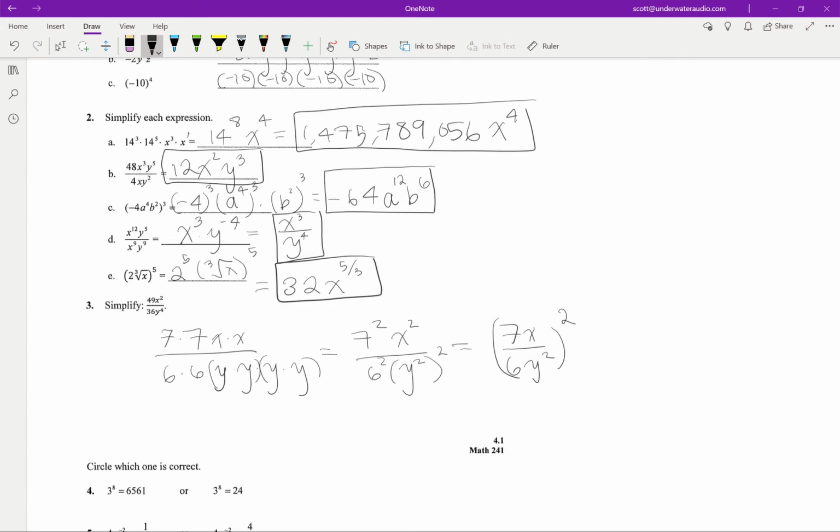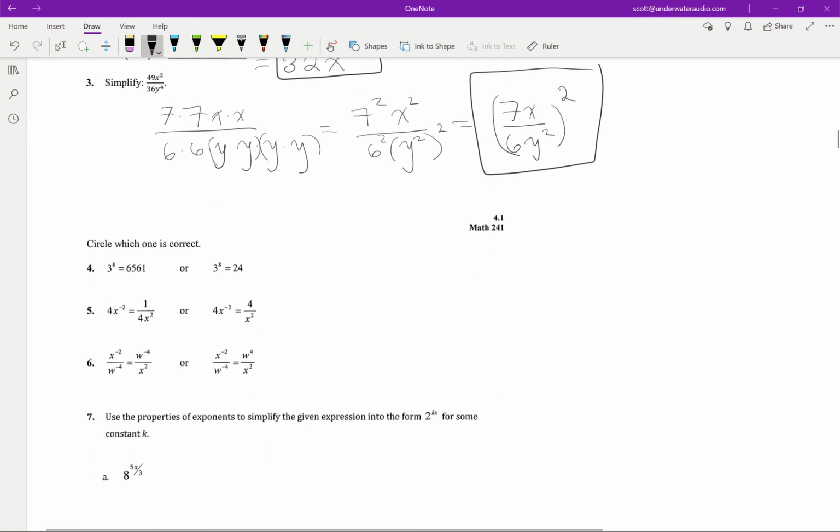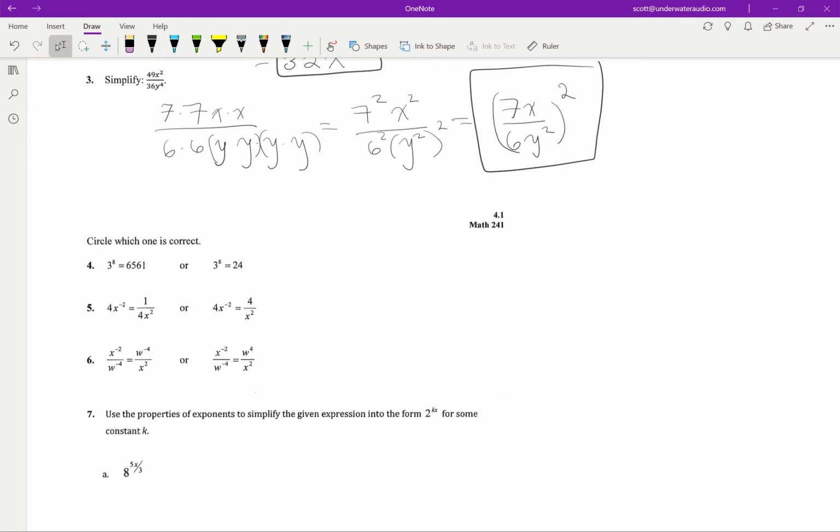So that's a little simpler. Final answer there. Okay, keep on going. Circle which one is correct. Okay, 3 to the 8th equals 6,561, or 3 to the 8th equals 24. So actually, I know this is wrong because 3 times 8 is 24, so it's got to be this one.